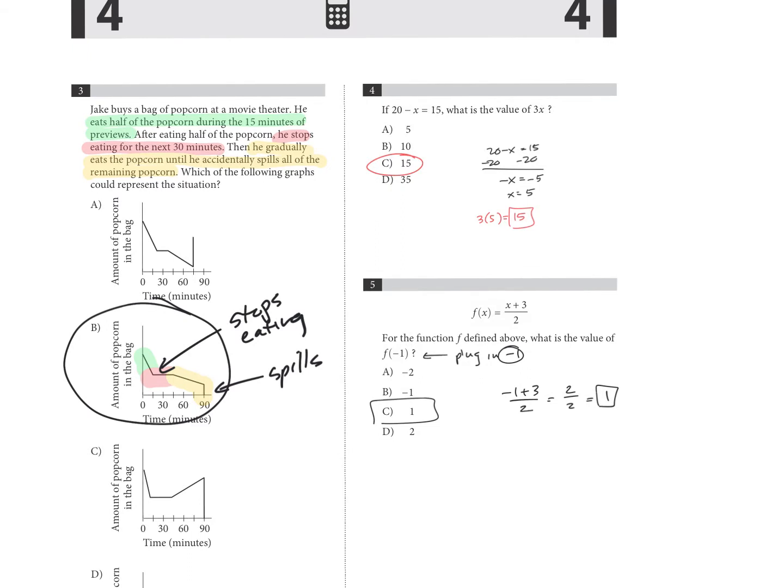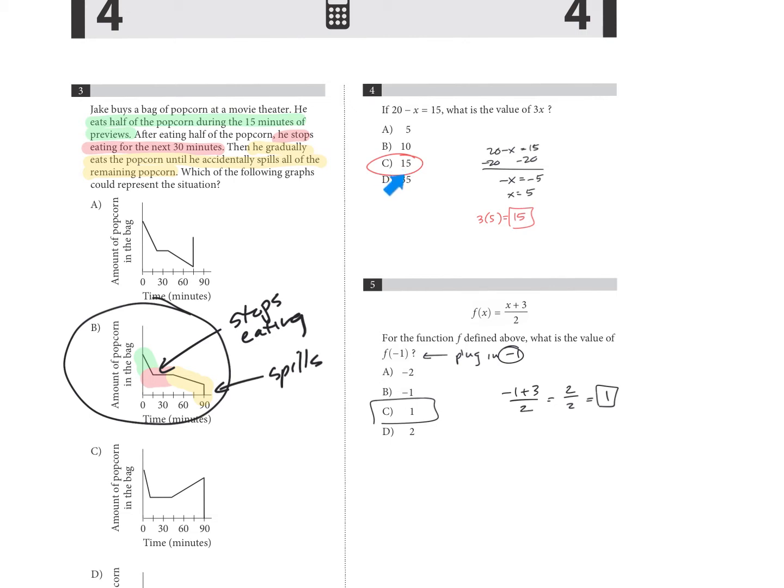Part 4, we've got 20 minus x equals 15. What's the value of 3x? This is a pretty straightforward question. It's just solving. So in order to find x, this is a classic SAT question where they have you find x, which is 5, and you see that's a distracting answer. But the answer isn't 5, the answer is 3 times 5, because I wanted to find 3x.